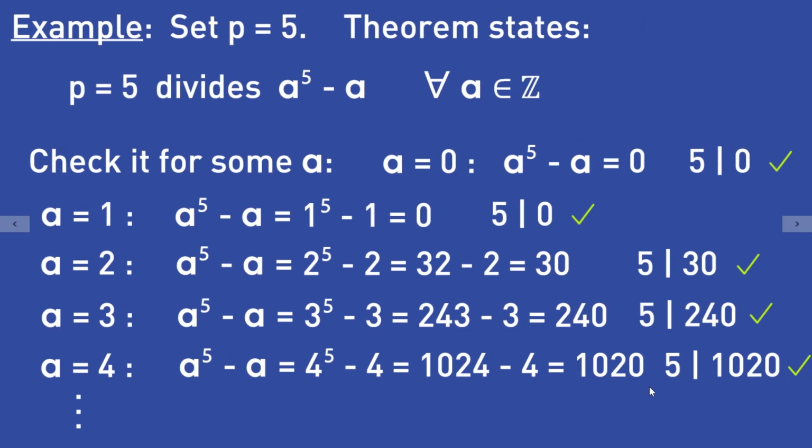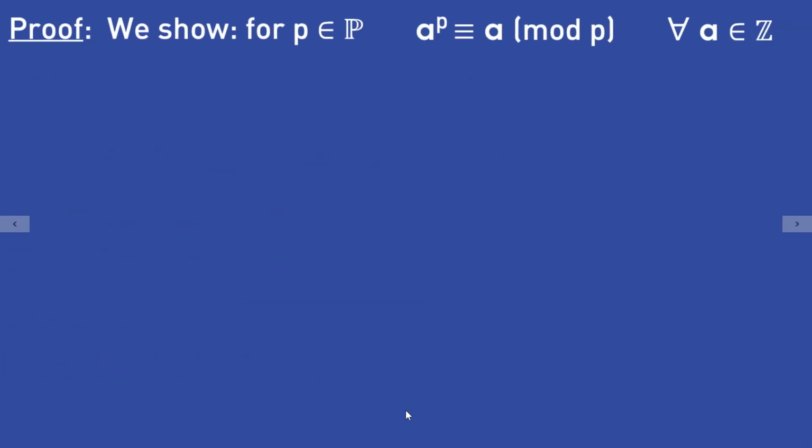And so on. Fermat's little theorem states that it doesn't matter which integer values a you plug in. 5 will always divide a to the power of 5 minus a for every integer value a. We will now prove Fermat's little theorem by using group theory.